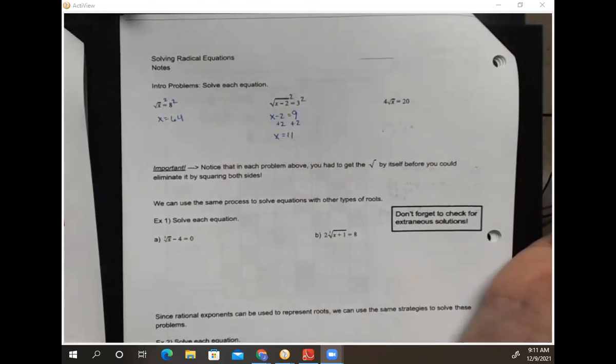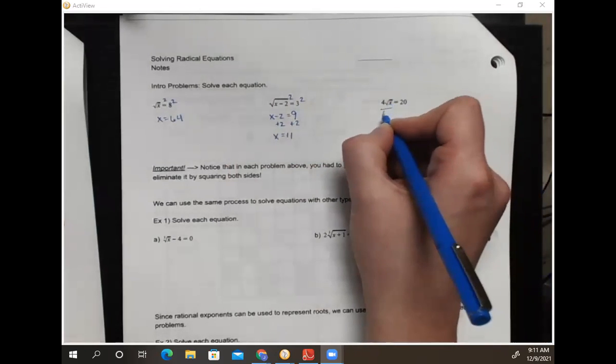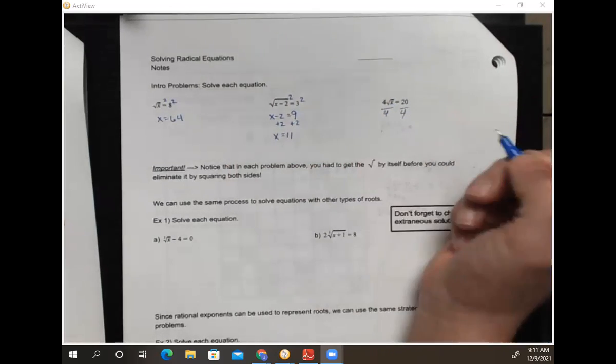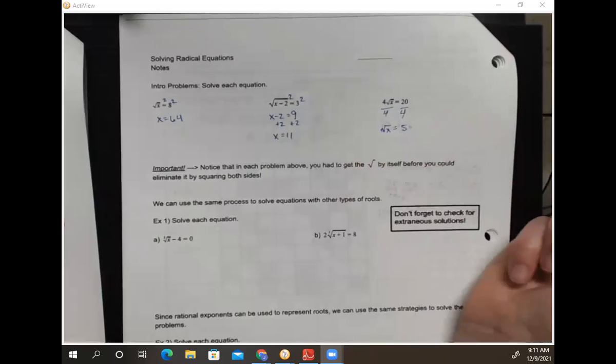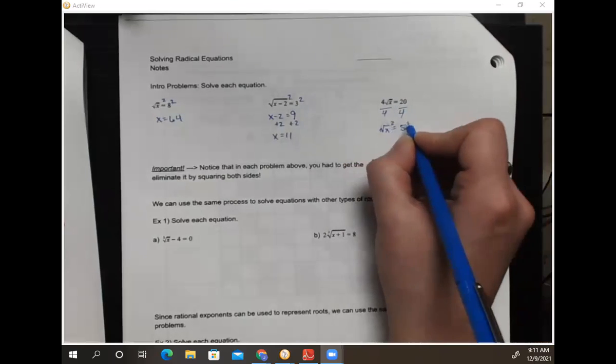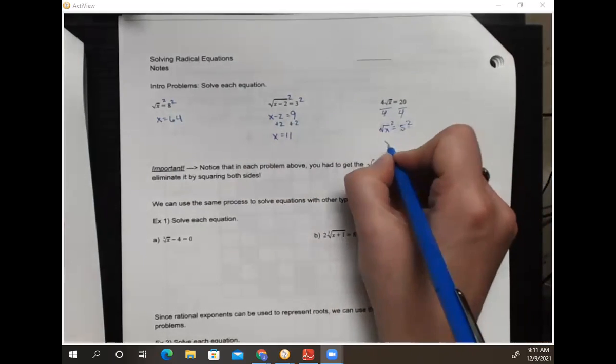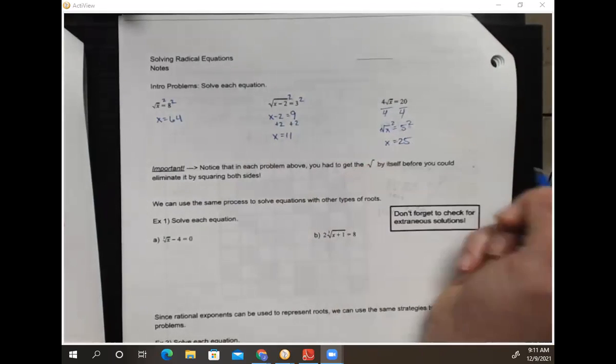How about for our last problem here, with my first step? Yeah, I want to get the root by itself to start. So we divide both sides by 4. So I get the square root of x equals 5. And then square both sides, just like we did for that first one. We would get x to be 25.